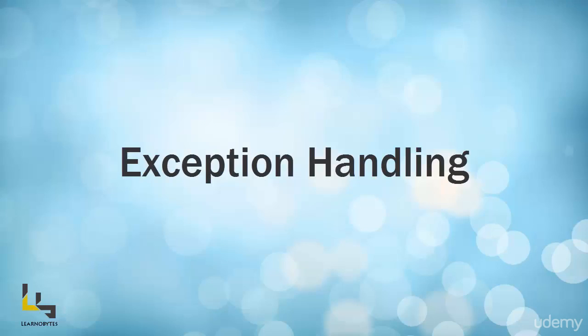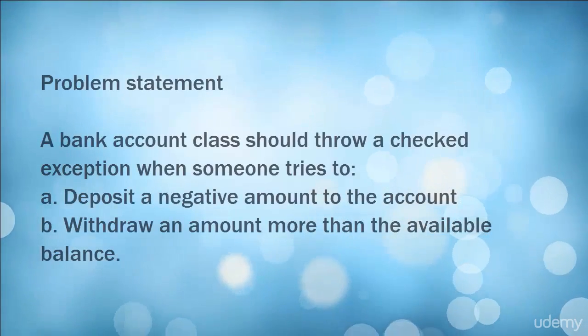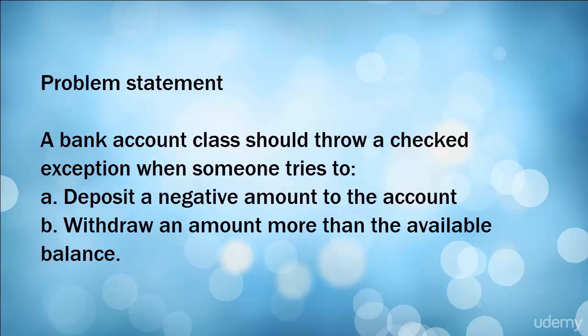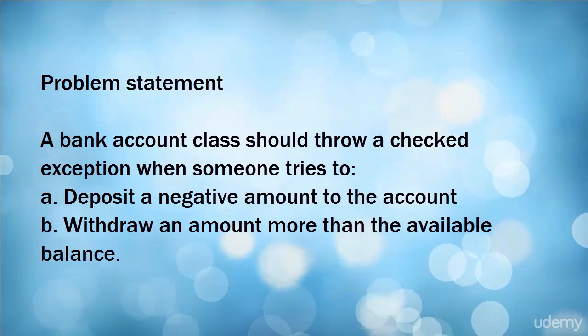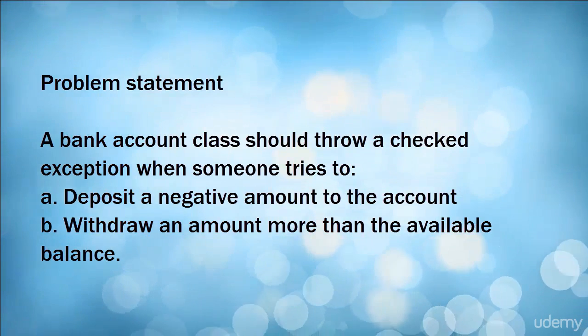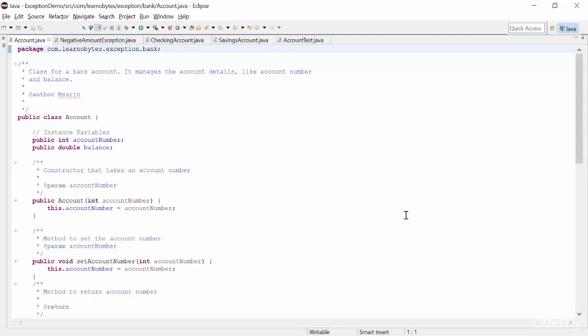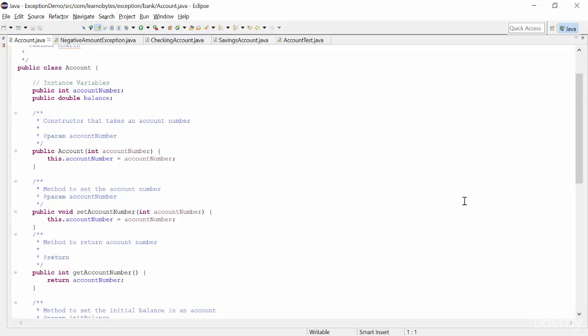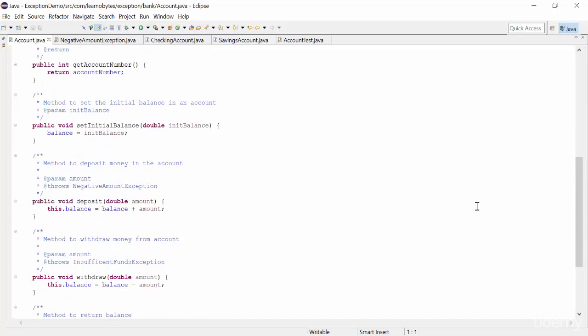Having learned about exception handling in Java, let us introduce some basic exception handling in our programs. Here is a problem statement. A bank account class should throw a checked exception when someone tries to deposit a negative amount to the account, or withdraw an amount more than the available balance. To solve this, we need to modify the account class to throw custom checked exceptions in case of the scenarios mentioned. Let us create a custom exception class for the first scenario.